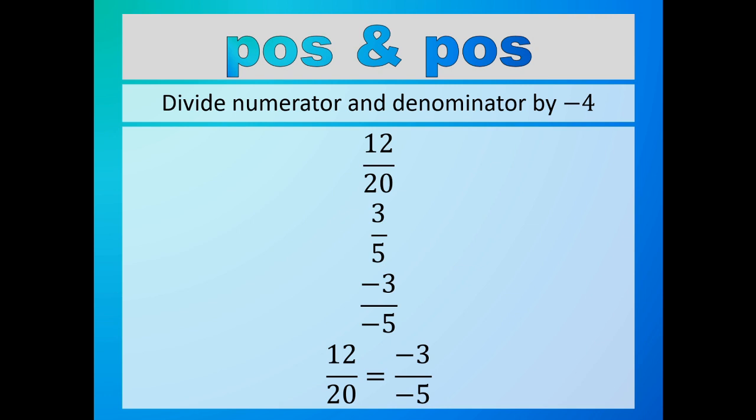Now, how could we have got from 12/20ths straight to -3 over -5? Well, we would have divided both the numerator and denominator by -4. So it does work when you divide both the numerator and denominator by a negative number rather than by a positive number. It still works, this idea of simplifying fractions.